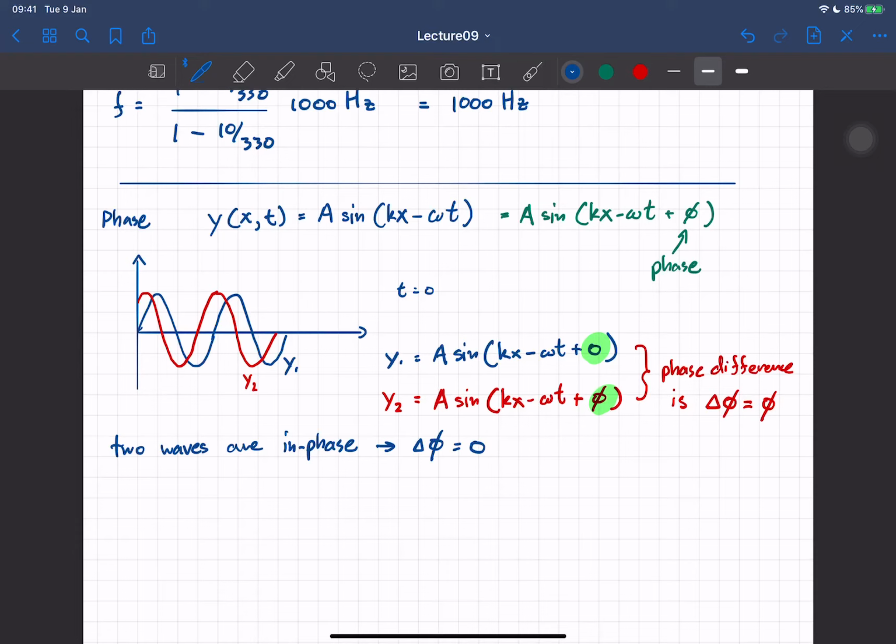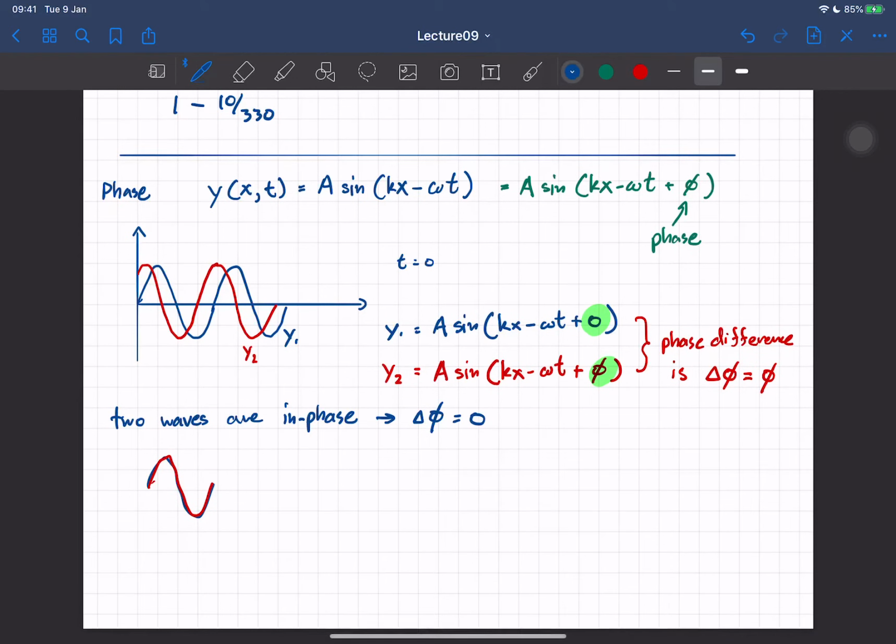So that means in terms of the graph, the two waves exactly overlap each other like this. Okay, on top of each other, exactly. So when they go up together, when they go down together, that's what we call in phase. So the opposite of in phase is what we call out of phase. So when the two waves are out of phase, the phase difference is pi or 180 degrees if you want to use degrees.